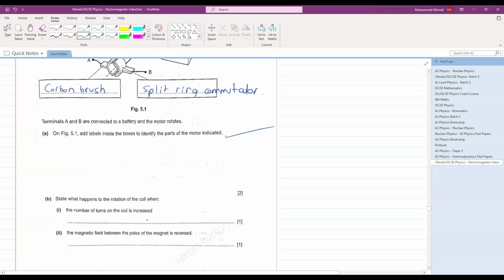State what happens to the rotation of the coil when the number of turns on the coil is increased. The rotation speed increases, or you can say the force increases. If the magnetic field between the poles of the magnet is reversed, the direction of rotation reverses. Simple as that. Let's further move ahead.